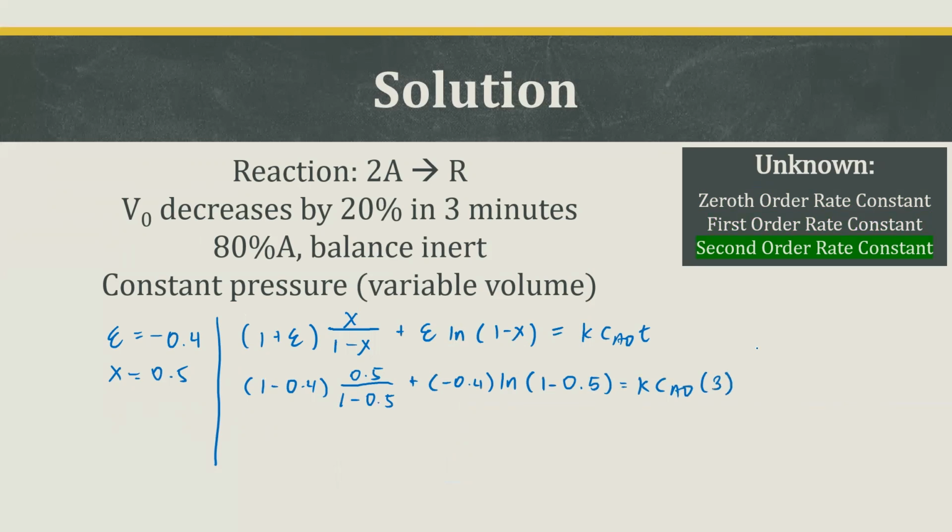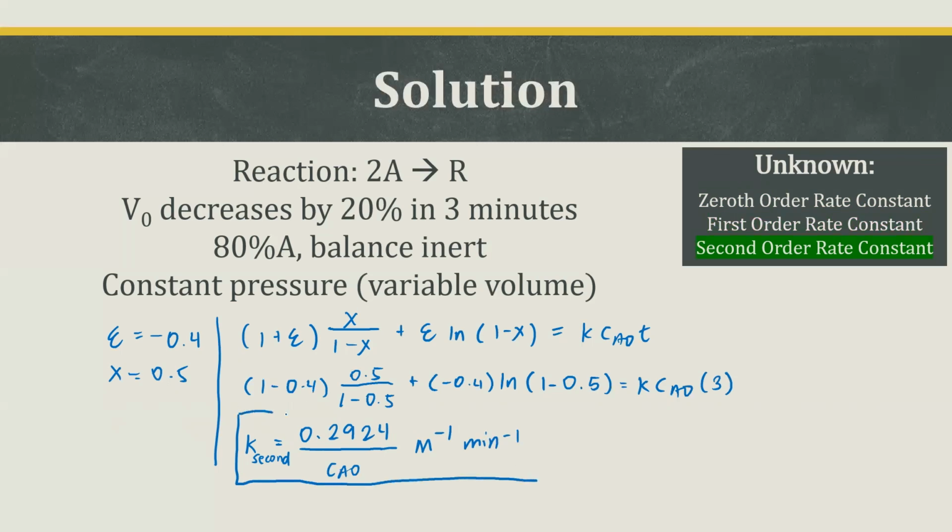We're almost done. There. And then now solving for k, you should be getting 0.2924 over CA0 since we don't have an exact value for the CA0. And then since this is second order, I forgot to write it again, k second, the unit should be in liters per mole minute or per molar per minute. Okay, so we have now answered all of the required quantities.